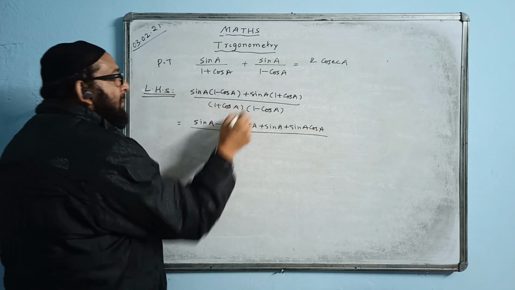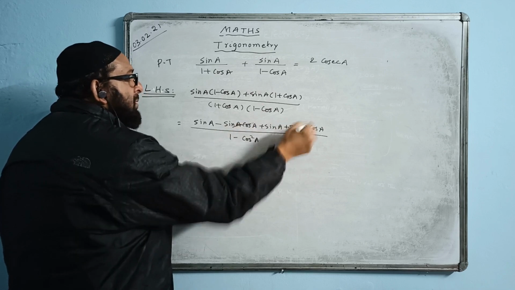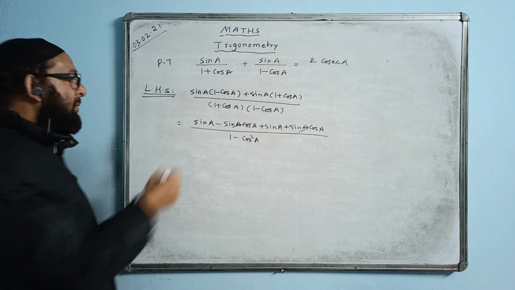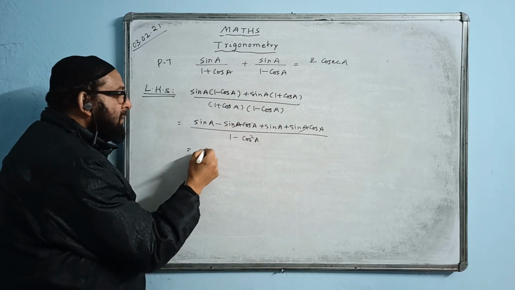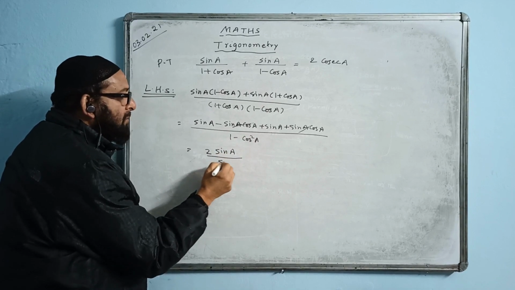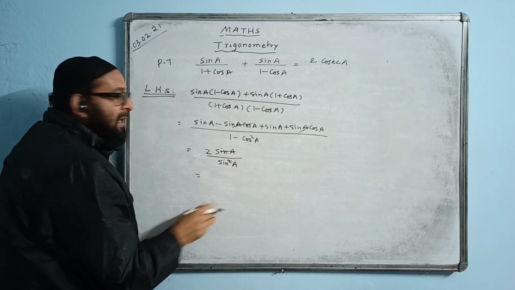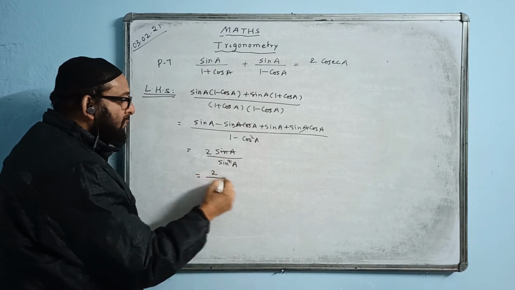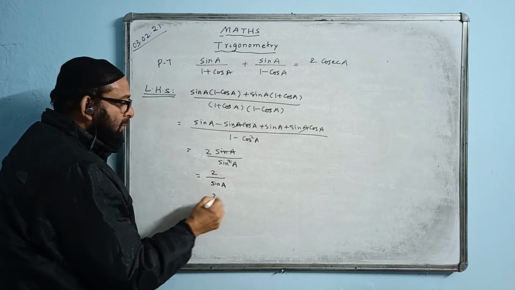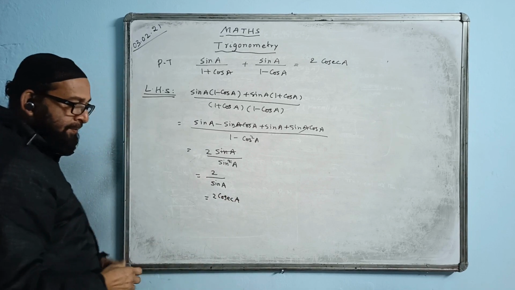Denominator side, that is A square minus B square. This one cancels. Then sin A plus sin A becomes 2 sin A. 1 minus cos square becomes sin square. 1 sin cancels. Here you are left with 2 by sin A. Sin A, take it up. It becomes 2 cosec A. Okay?